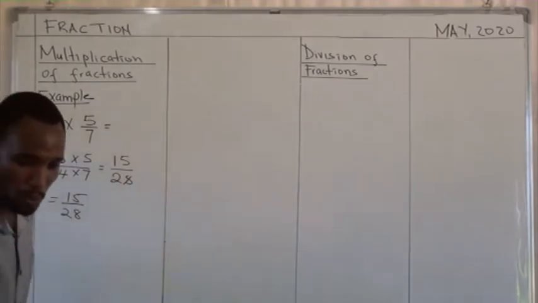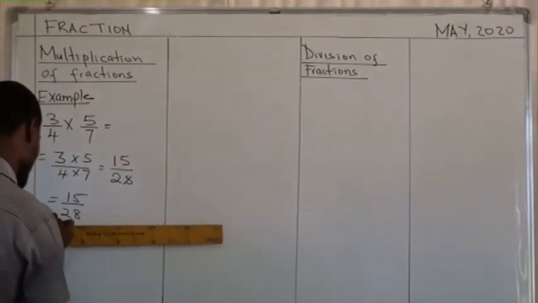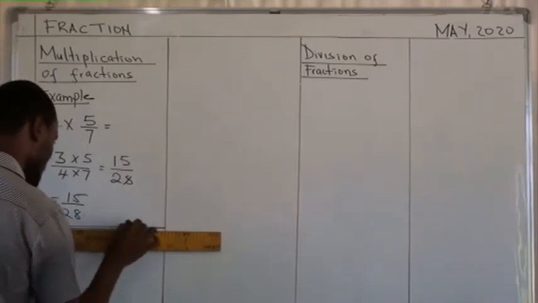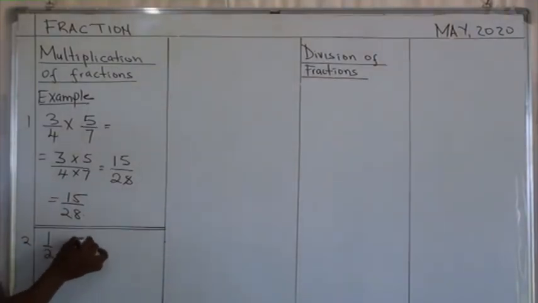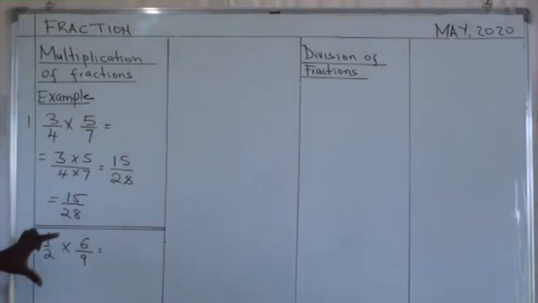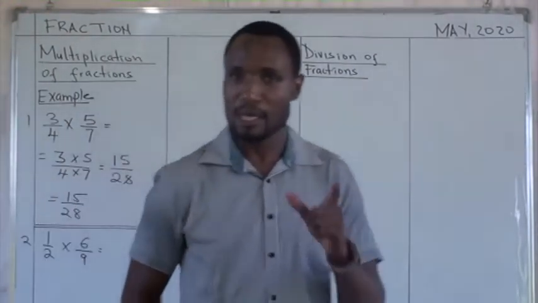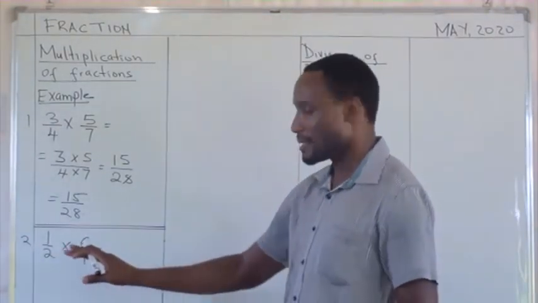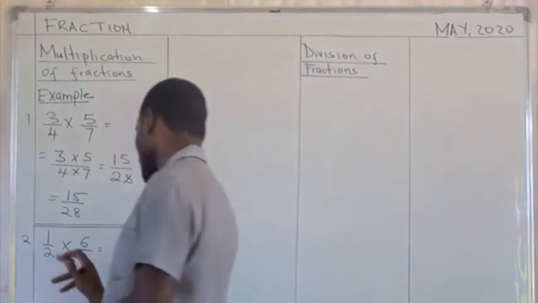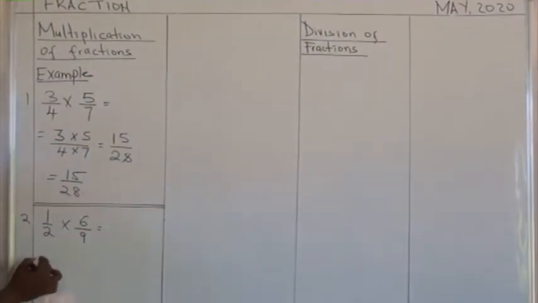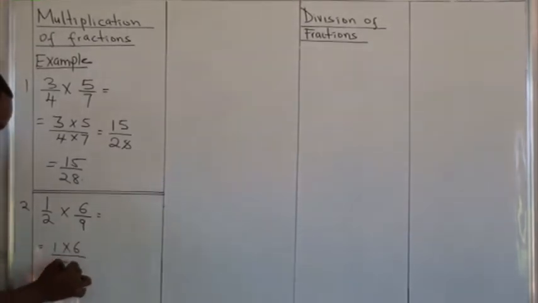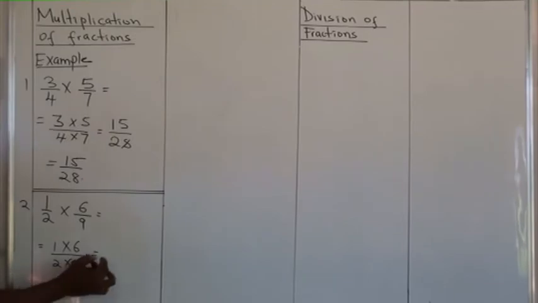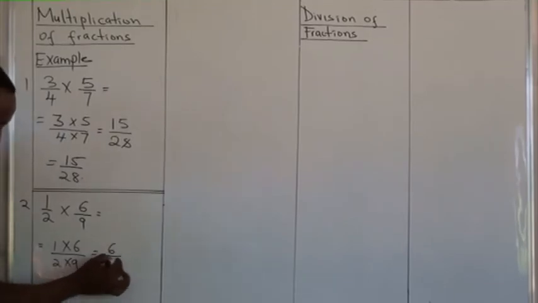Example number 2. Let me take maybe 1 over 2 multiplied by 6 over 9. What are we going to get? These are proper fractions, so we can multiply directly. So we multiply directly: 1 times 6, then 2 times 9. What are we going to get? We're going to get 6 over 18.